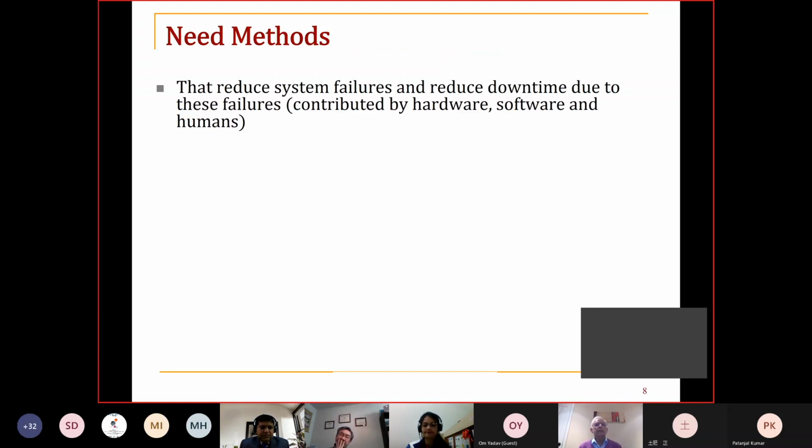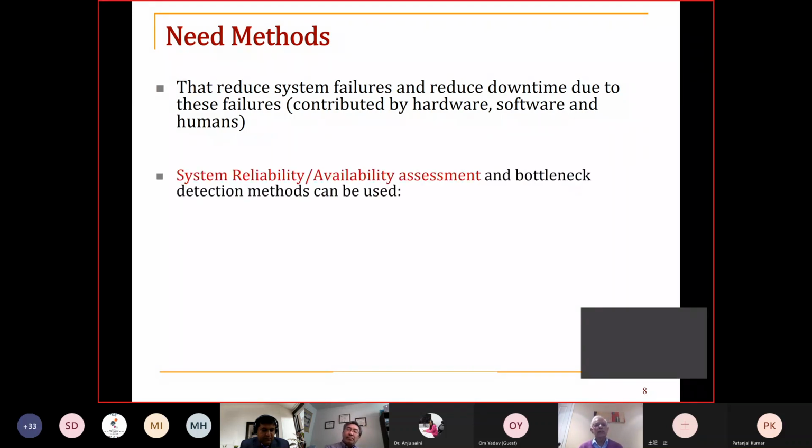And so we need methods that, on the one hand, reduce failures of systems, as well as reduce the downtime caused by these failures, which may be contributed by hardware, software, or even human beings. But at the same time, we also need methods that allow us to assess the level of reliability or availability that the system has, and also find bottlenecks if you want to improve system reliability and availability.